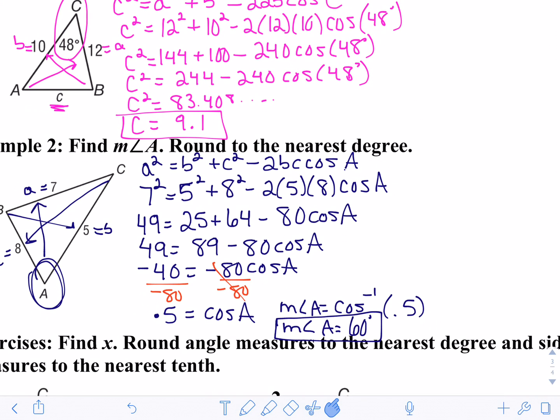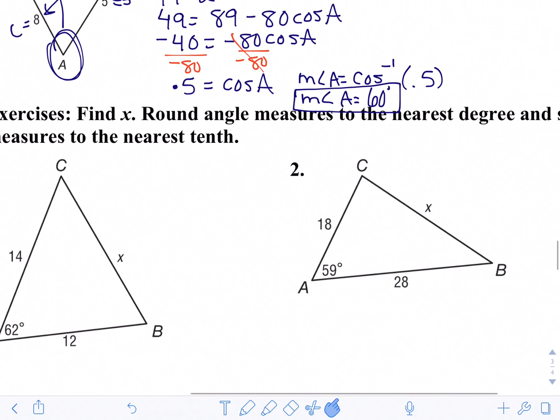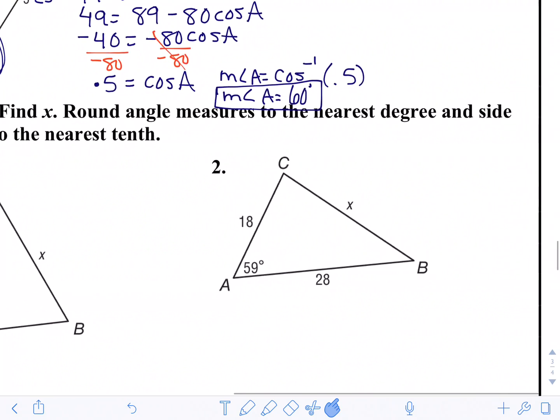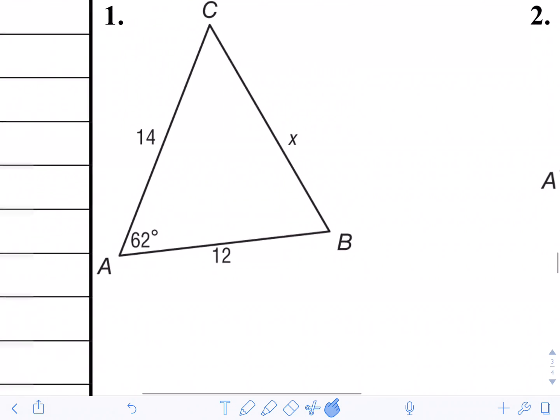It's a lot of work on these problems, just letting y'all know. Okay, so we have 2 more problems that we have to do, and then we are done. It says find x, round angle measures to the nearest degree, and side measures to the nearest tenth. And in both of these we are trying to find a side, so we're rounding to the nearest tenth. Okay, so we're going to start with number 1.